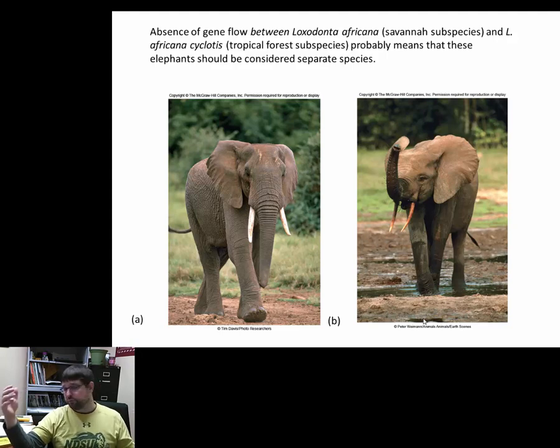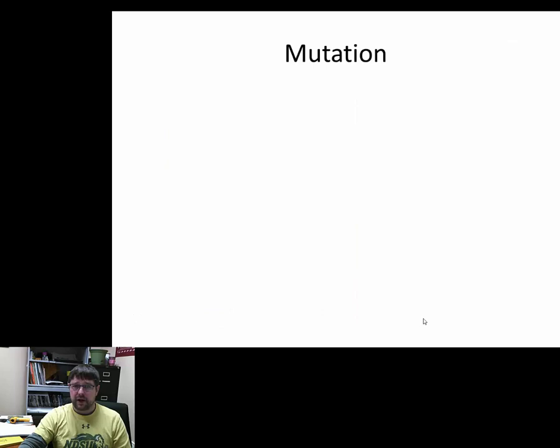And in many cases, most mammal biologists believe that these are actually not subspecies, but these are two separate species now. Okay? And that's due to a lack of gene flow. Okay? There is no mixing between the populations, which we call isolation or reproductive isolation.